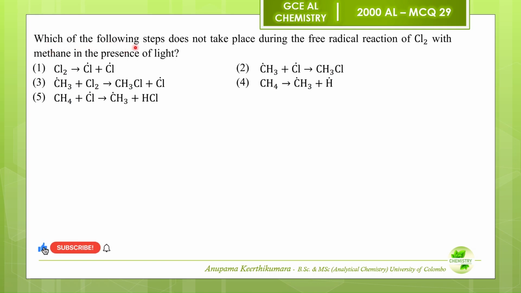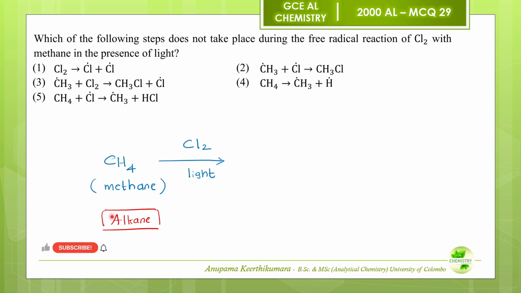Which of the following steps does not take place during the free radical reaction of chlorine with methane in the presence of light? Methane is an alkane. Alkanes react with chlorine in the presence of light and give a mixture of alkyl halides. This reaction is a chain reaction and it involves three main steps. Before moving forward, we will quickly go through the mechanism of this reaction.